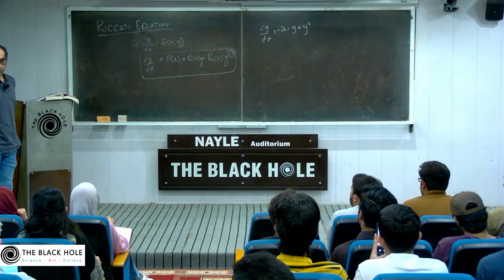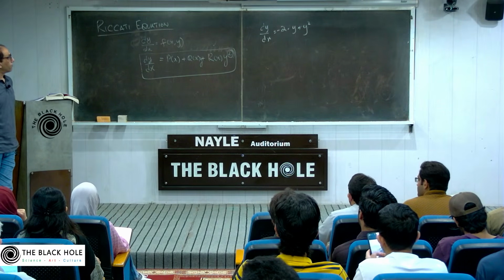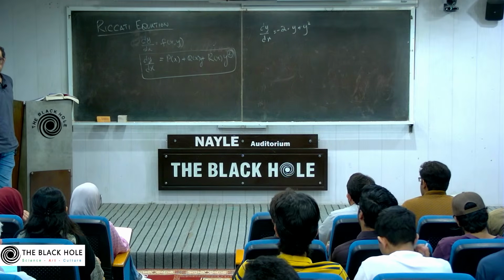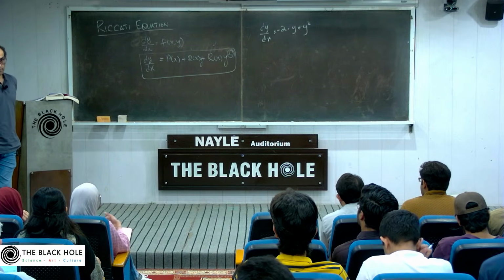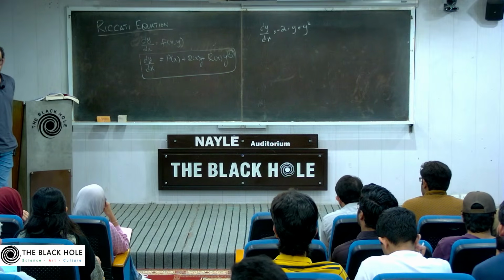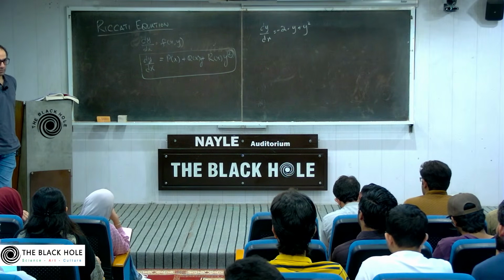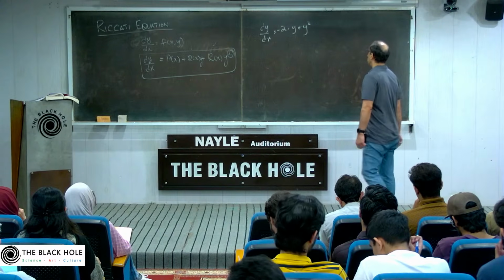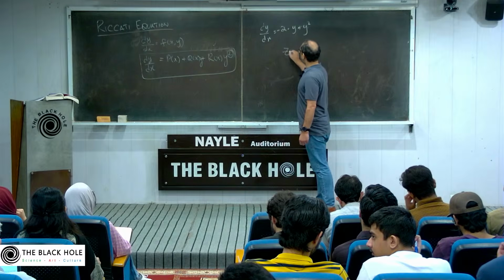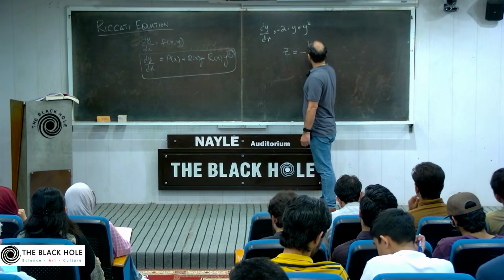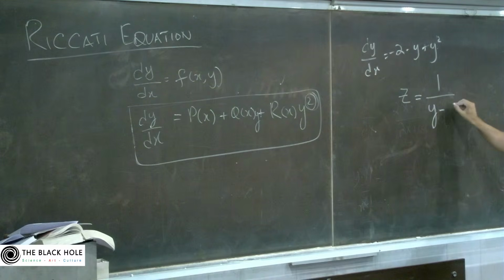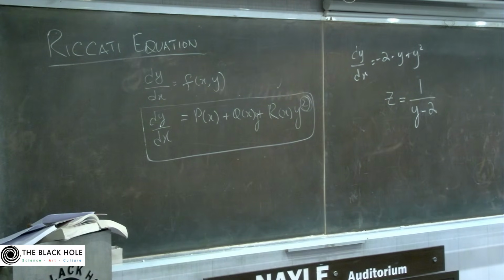Y is equal to 2 seems to be a solution. Any other? Y is equal to minus 1 is another solution. But let's say there is one solution that I know, okay? And let's say it is 2. So my substitution will be z is equal to 1 over y minus 2.